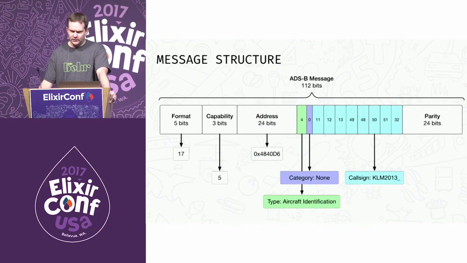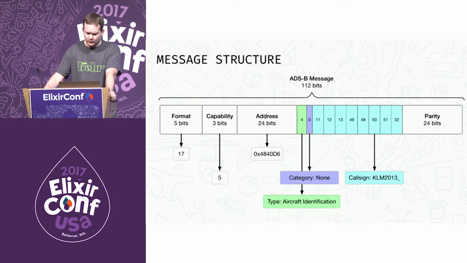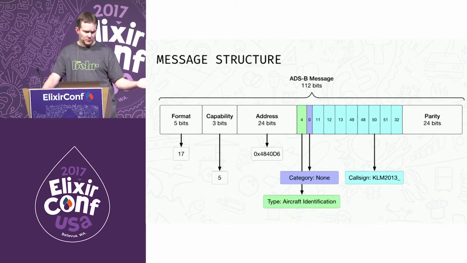Then this is an example of an aircraft identification message. You can see, hopefully you can see, the first field has a value of 4, which means this is, in fact, an aircraft identification message. Lets us know how to parse the remainder of the payload.